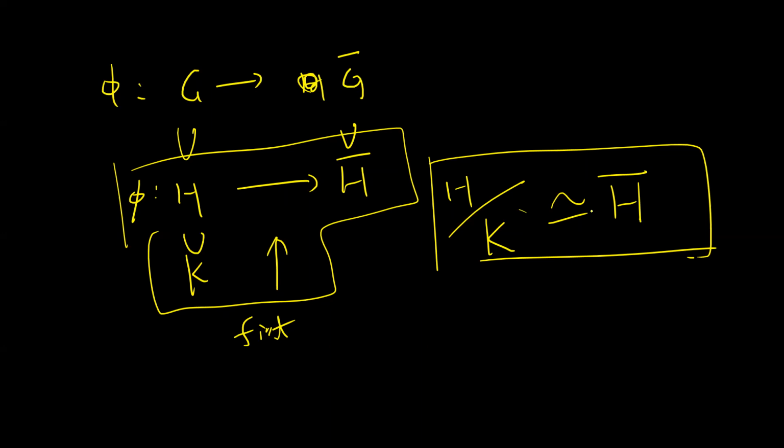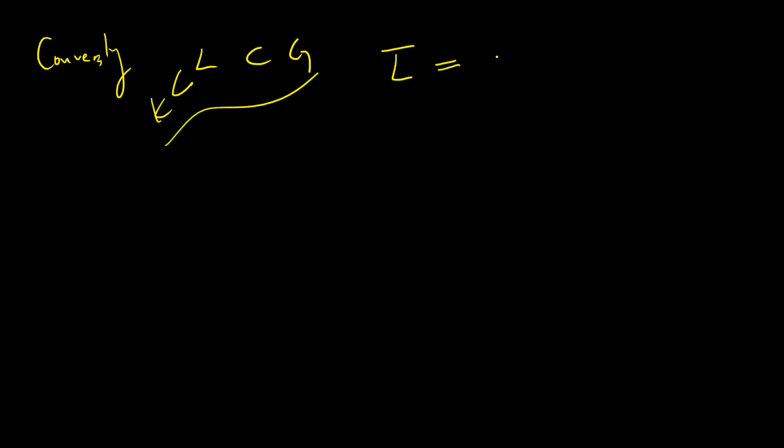And then let's say conversely, if we have H, how can we construct H bar? This is the other direction of the correspondence. Let's say we take a subgroup L of G that contains K, and we denote L bar as the image of L under phi. As an exercise for you, show that L bar is a subgroup of G bar.